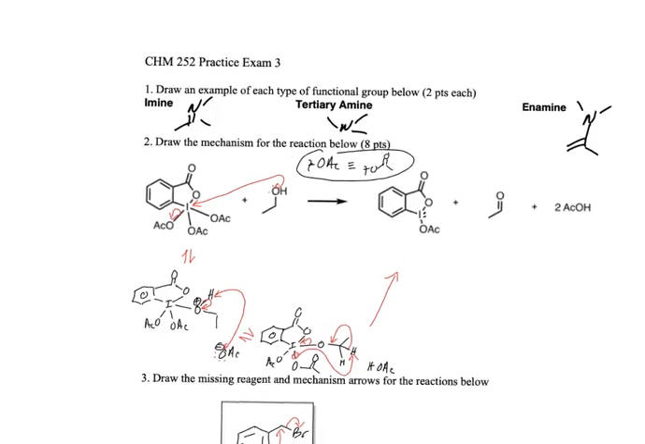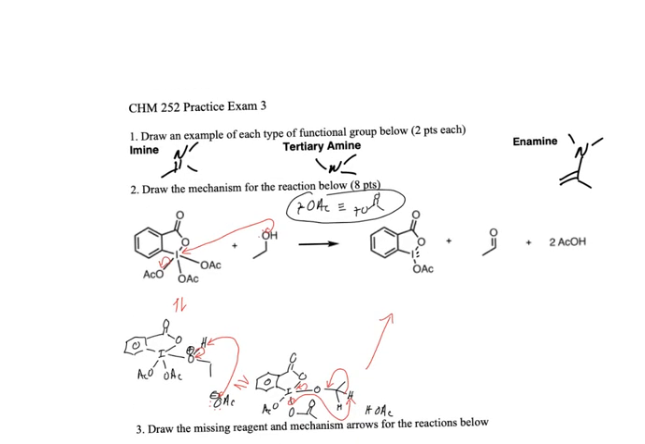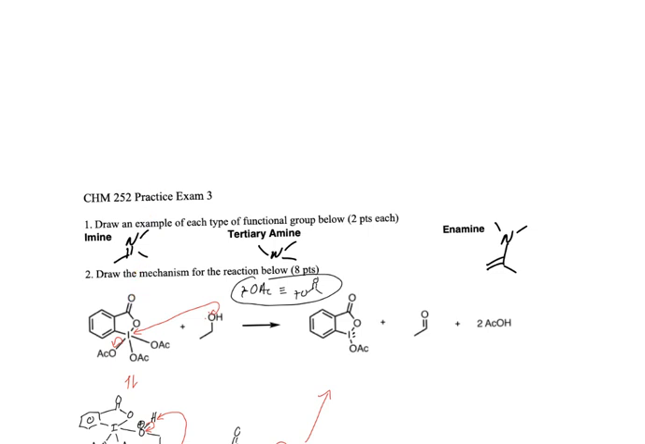All right, practice exam. Let's take a look at these things. We'll go through each question. Basic definitions of stuff. You should all know what an imine is. It's just an example: nitrogen double bonded to a carbon, bonded to another carbon. That's all an imine is.